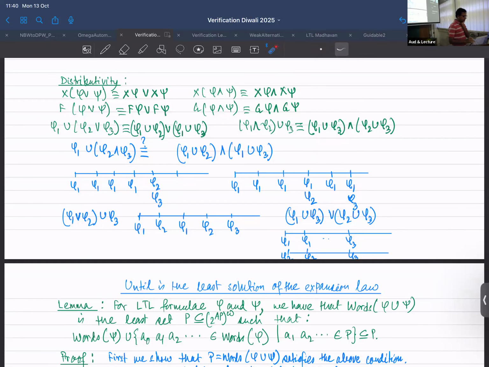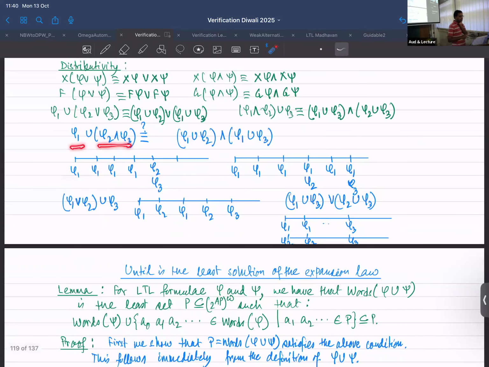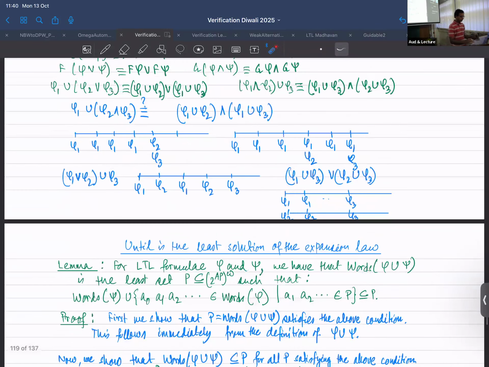So, for example, phi1 until phi2 and phi3 is not the same as phi1 until phi2 and phi1 until phi3, right? We saw this. And similarly, again, phi1 or phi2 until phi3 is not the same as phi1 until phi3 or phi2 until phi3, right? Okay.